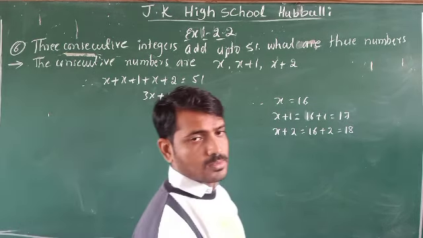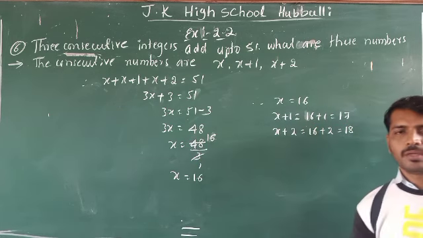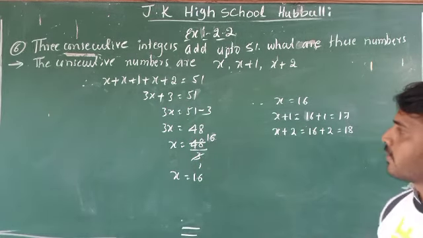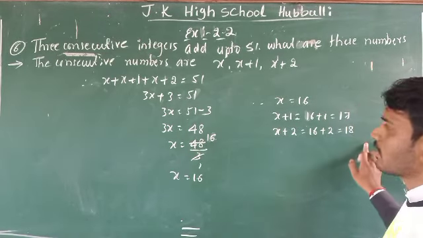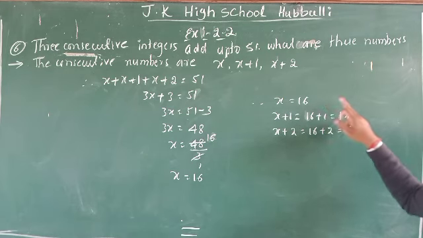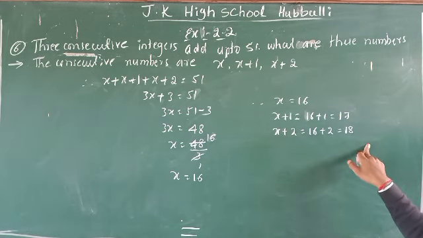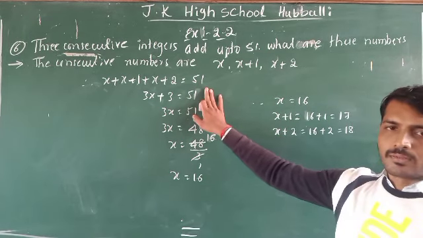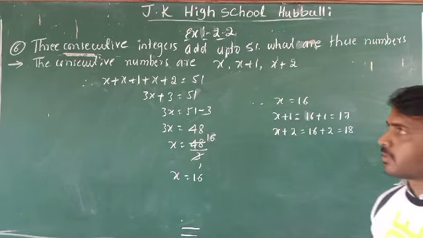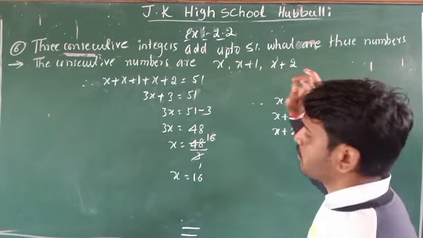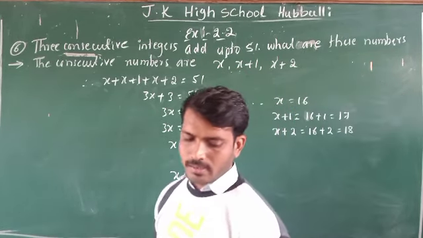The consecutive numbers are always in the form of x, x plus 1, x plus 2. Clear now? Consecutive is nothing but 1 by 1. 16 of course 17, 17 of course 18. So add up these three, what will you get? 51. The equation of the consecutive numbers is x, x plus 1, x plus 2. Write down the answer.